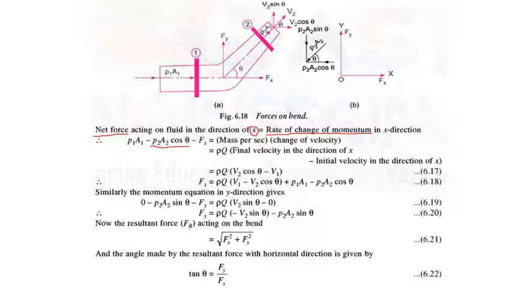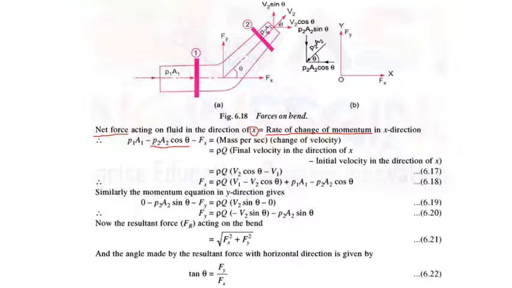And change in velocity can be obtained by final velocity subtracted by initial velocity. Velocity is also in the direction of x. So we have rho Q is equal to V2 cos theta minus V1. Here we have it like this because at section 1 the flow is horizontal, so velocity has only one component, that is the horizontal component.